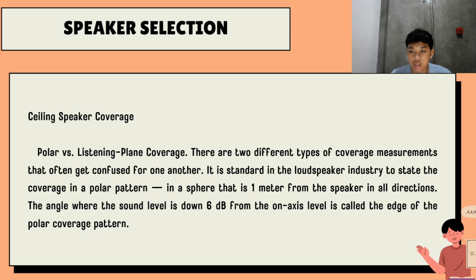So next is ceiling speaker coverage: polar versus listening plane coverage. There are two different types of coverage measurements that often get confused for one another. It is standard in the loudspeaker industry to state the coverage in a polar pattern. In a sphere that is 1 meter from the speaker in all directions, the angle where the sound level is down to 6 dB from the on-axis level is called the edge of the polar coverage pattern. This is what appears on the spec sheets.